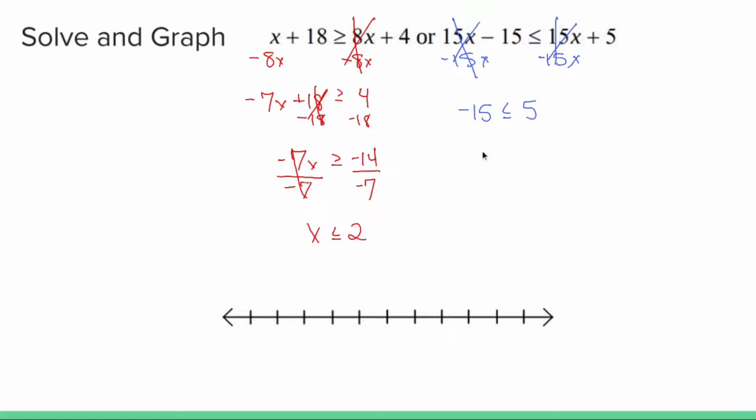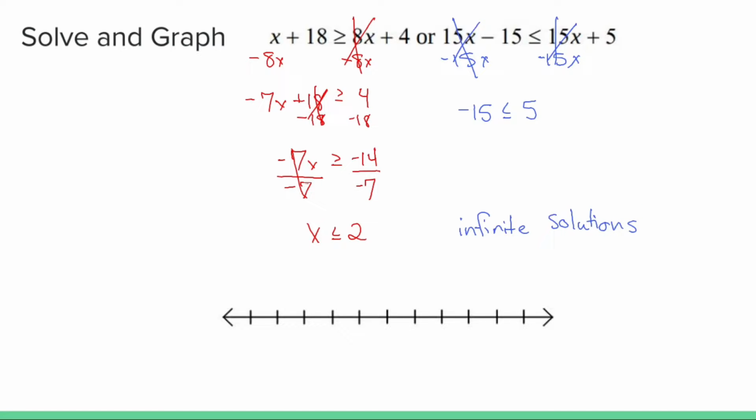Now, whenever your variables all disappear, which they did, and you're left with nothing but numbers, you are asking yourself, is this a true statement or not a true statement? Is negative 15 less than or equal to 5? And the answer is yes. And when that's the case, the answer is infinite solutions, or all real solutions, depending on what your teacher says, or infinitely many solutions. The wording doesn't really matter.